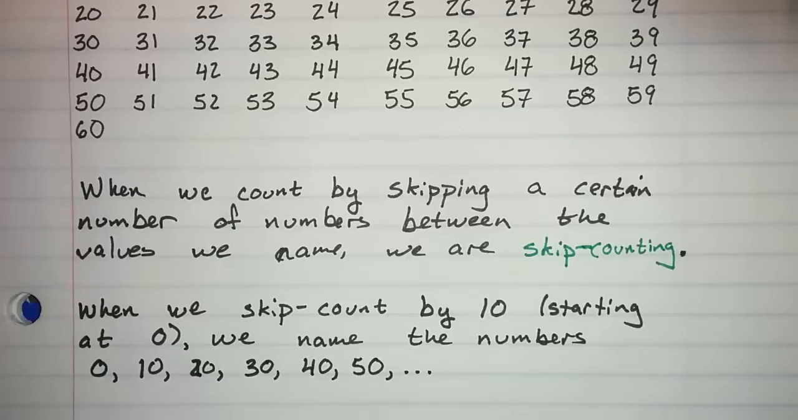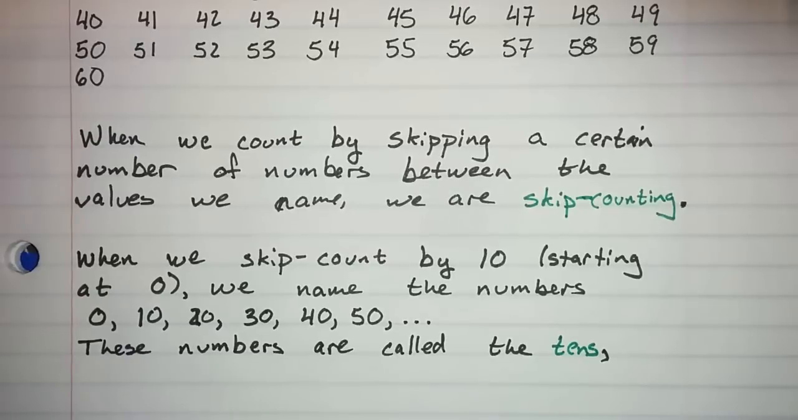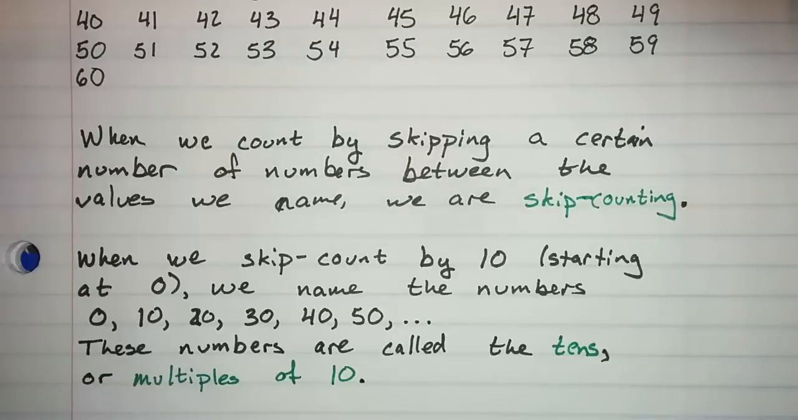When we skip count by 10 starting at 0, we name the numbers 0, 10, 20, 30, 40, 50, and so on. These numbers are called the tens, or we might refer to them as multiples of 10. That word multiple is one that we're going to be seeing a lot of later on.